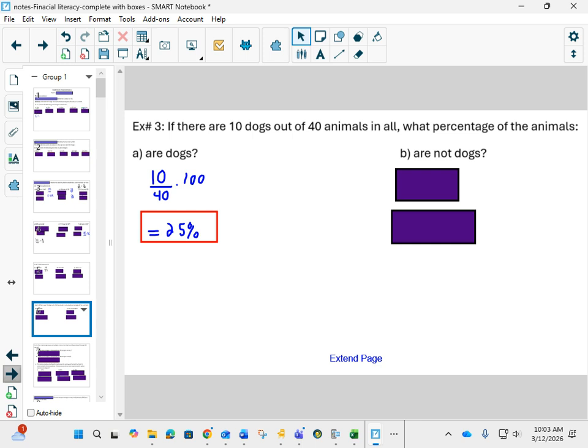This is really cool. What if 25% are dogs? How could we quickly get 75%? Because all things have to add up to 100%. Does that make sense? All possibilities would add up to 100%. So if 25% are dogs, that means 75% are not dogs. We could do the fraction, 30 out of 40 again, and times it by 100. But you could also do that shortcut to figure out that it's 75%.